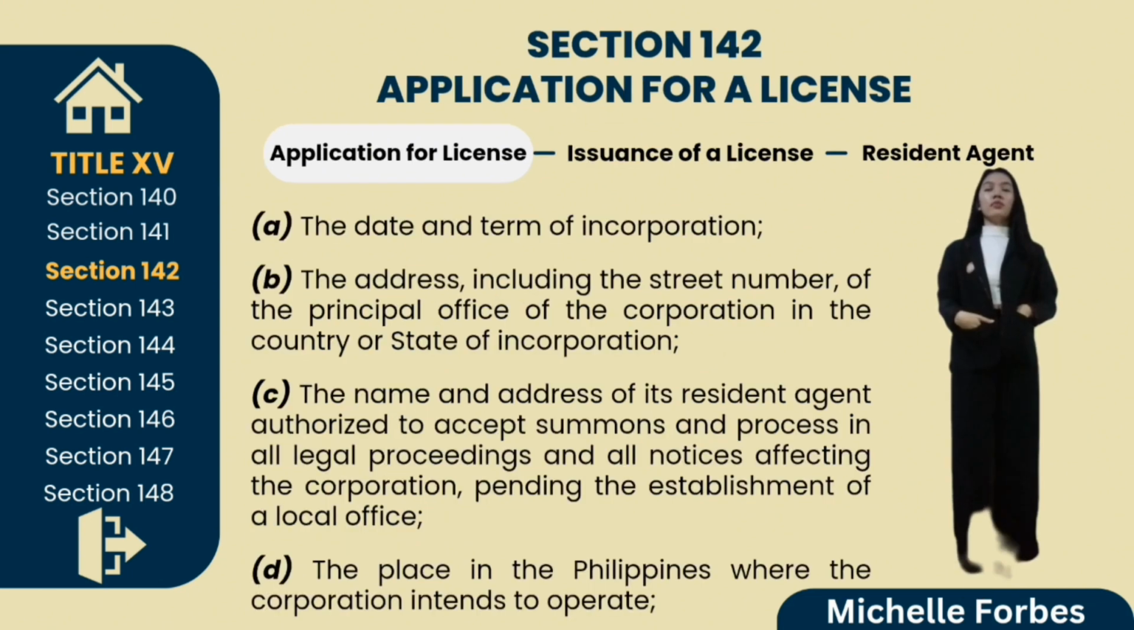The application shall be under oath and, unless stated in its Articles of Incorporation, shall specifically set forth the following. First is the date and term of incorporation. Second is the address, including the street number, of the principal office of the corporation in the country or state of the corporation. Next is the name and address of its resident agent, authorized to accept summons and process in all legal proceedings and all notices affecting the corporation, pending the establishment of a local office.